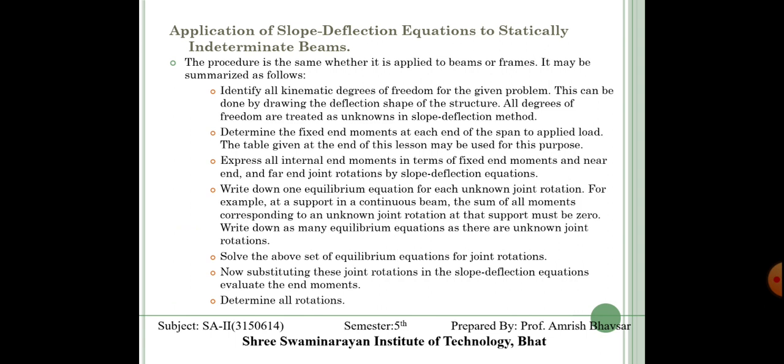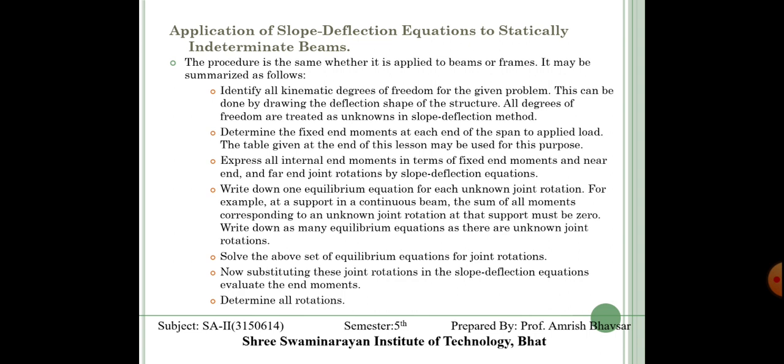So, for application of the slope deflection equations to a statically indeterminate beam, the procedure is the same as for the applied beams or frames. It may be summarized as follows. Identify the kinematic degrees of freedom as we discussed for the given problem. This can be done by drawing the deflected shape of the structure. All the degrees of freedom are treated as unknowns in the slope deflection method. Determine the fixed end moment at each end of the span due to applied load. The table is given at the end of this session. Express all the internal end moments in terms of fixed end moment and near end and far end joint rotation by the slope deflection equation.